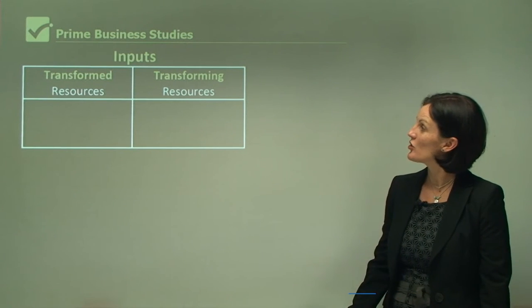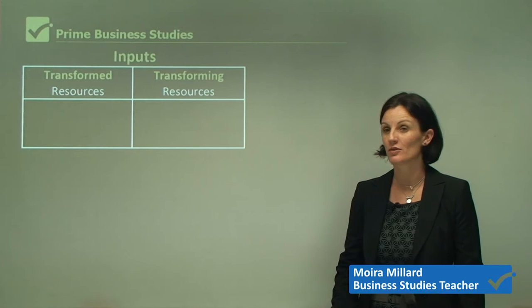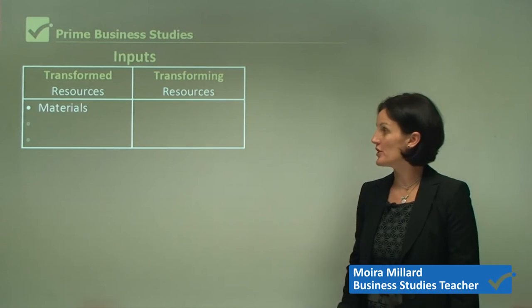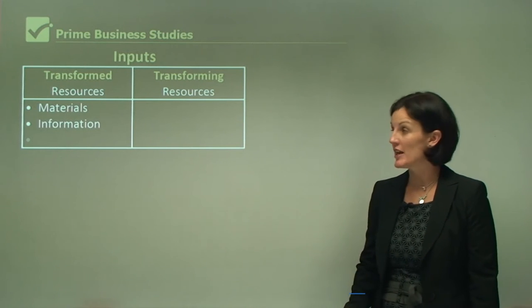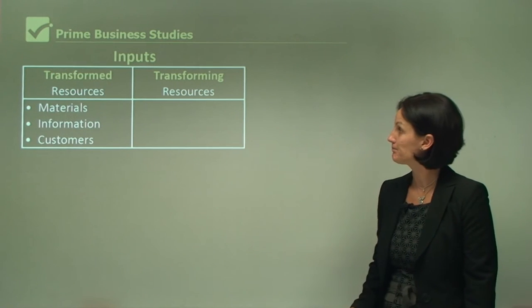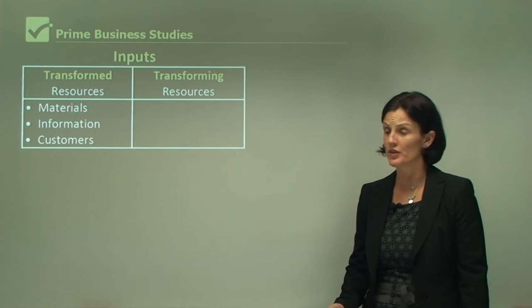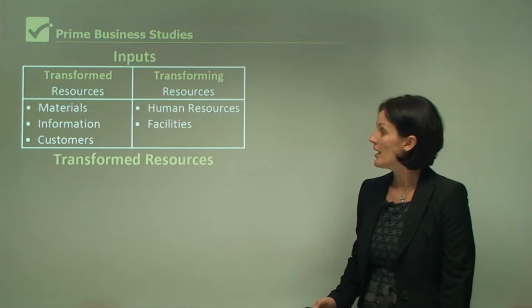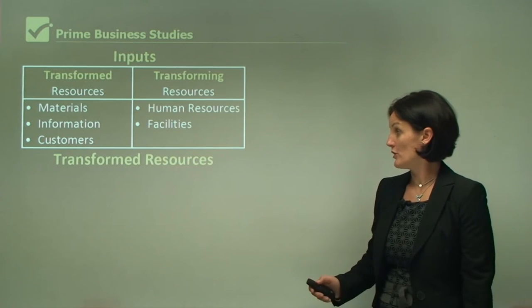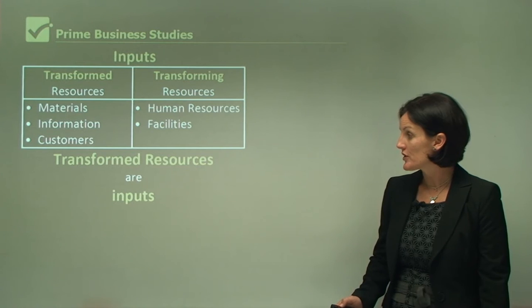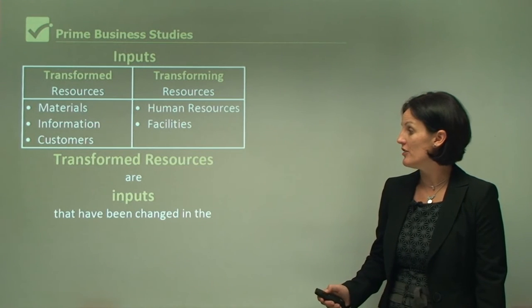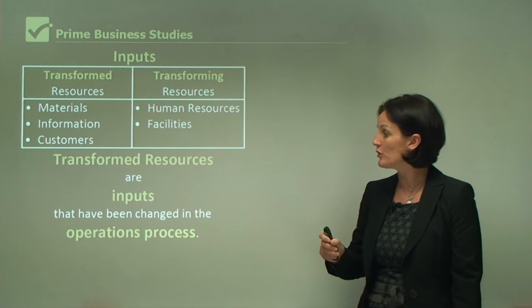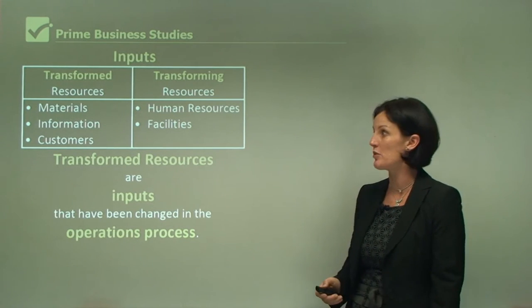Lesson is on transformed and transforming resources. Now let's find out what these are. Transformed resources include materials, information, and customers. Transforming resources include human resources and facilities. Transformed resources are inputs that have been changed in the operations process. So transformed resources are inputs that have been changed in the operations process.